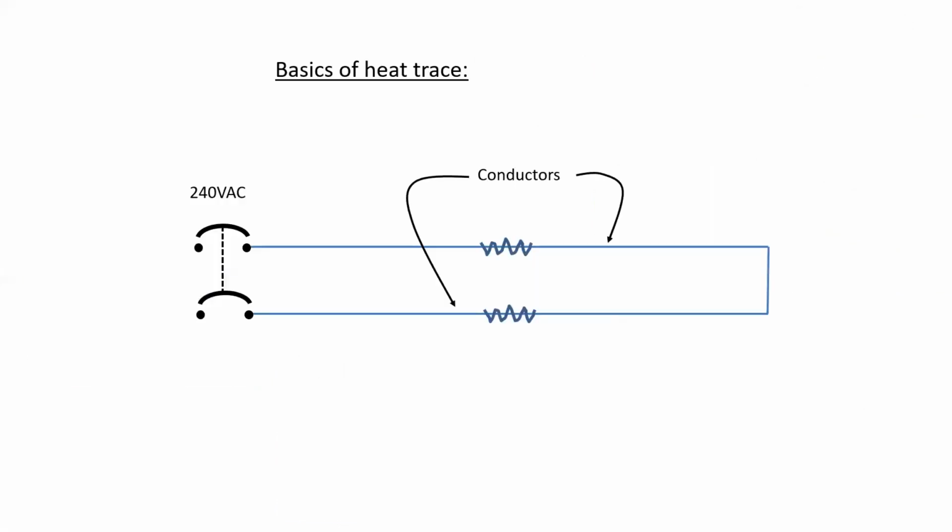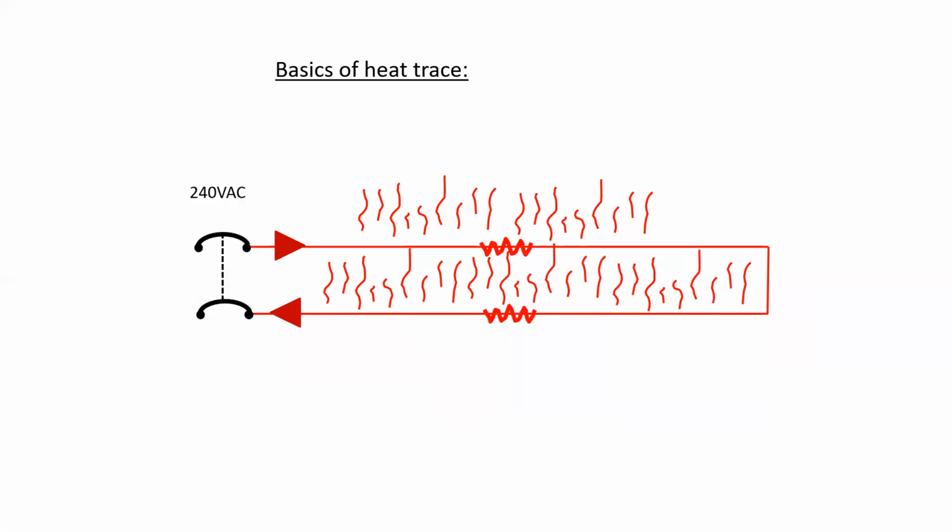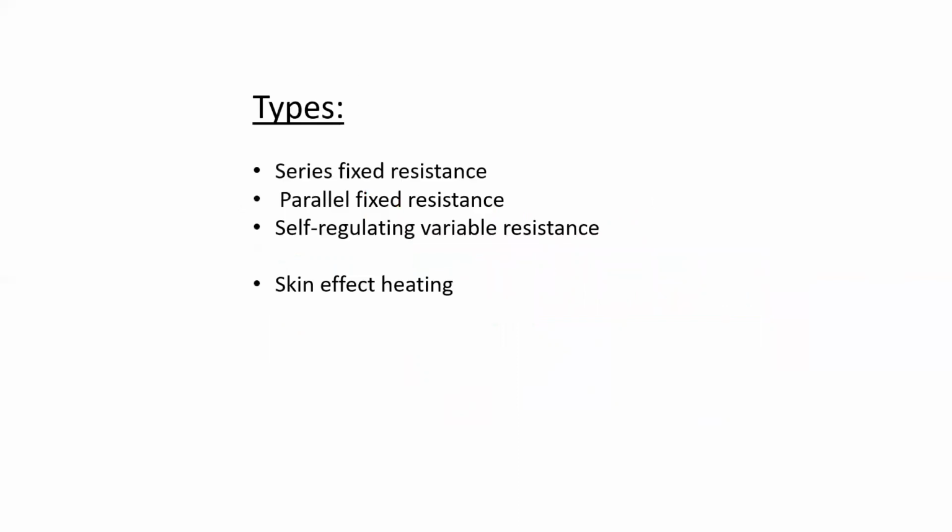The basics of heat trace are that when we apply a voltage, the wires heat up, but they don't heat up to such a point that the insulation is damaged. They heat up to the point that they're rated for. And the heat that they generate is constant throughout their entire length. There's a few different types of heat trace that exist in industry: series, parallel, and self-regulating, not to mention a bit of an outlier called skin effect heating.